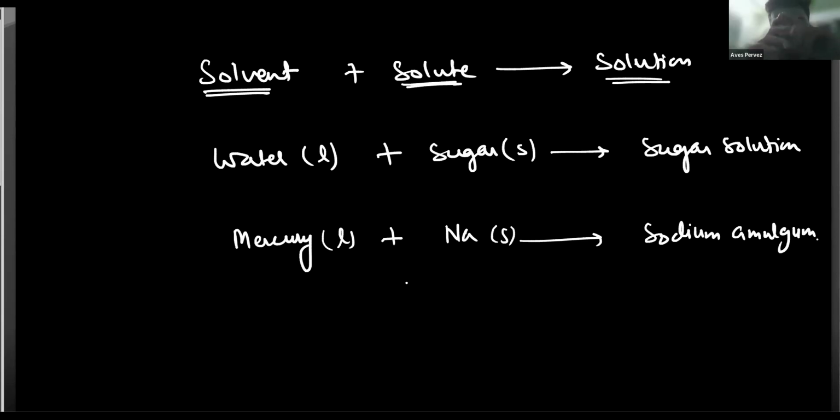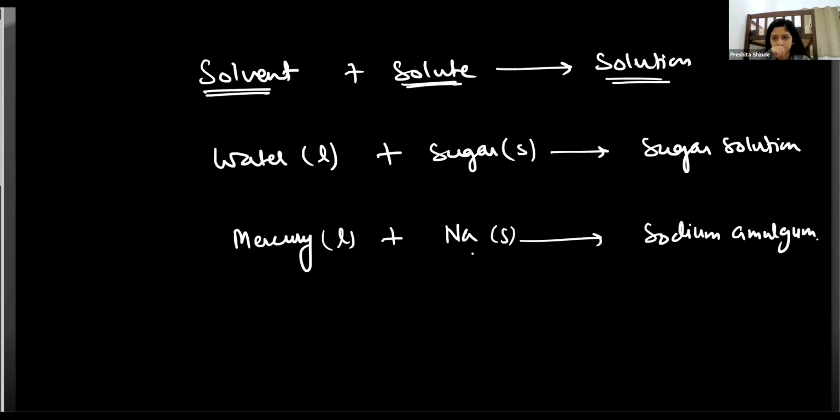What exactly is an amalgam? An amalgam is an alloy of mercury. When we mix anything into mercury, the end product is called an amalgam. Simply, when mercury is added to some substance, it forms an amalgam. Got it?